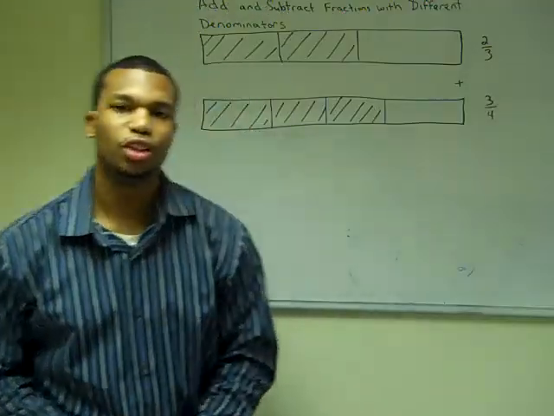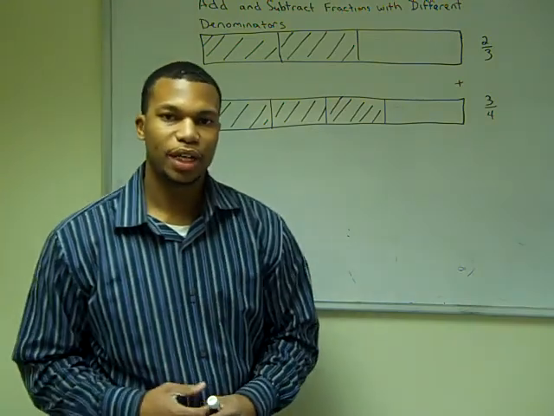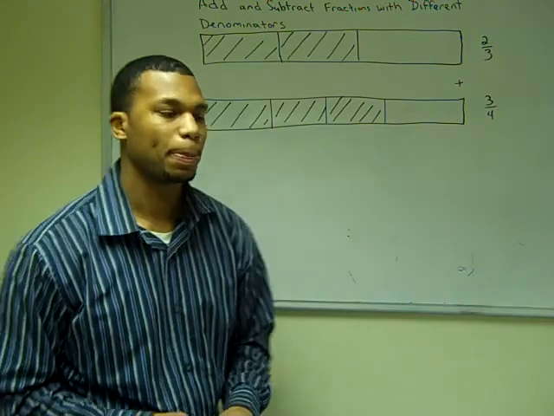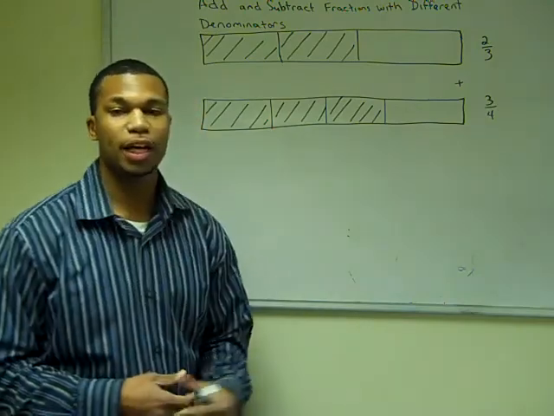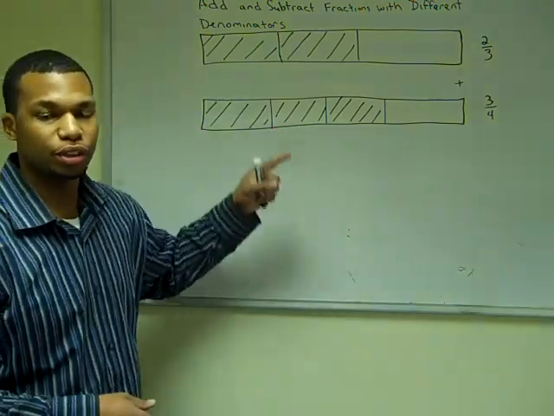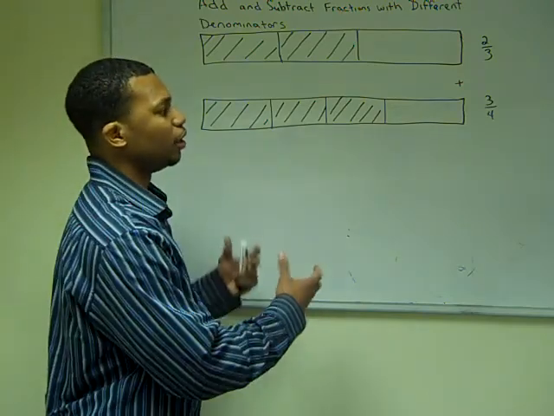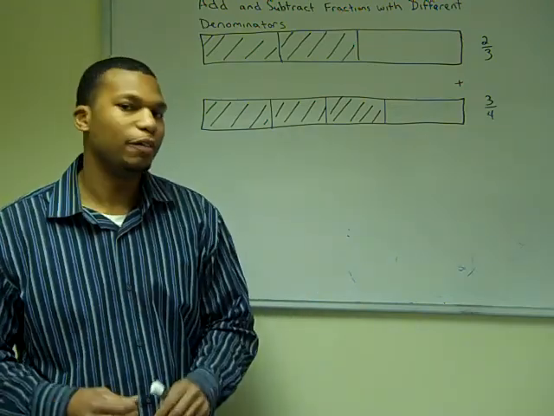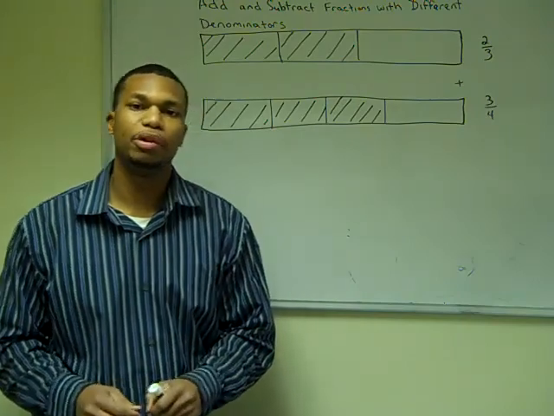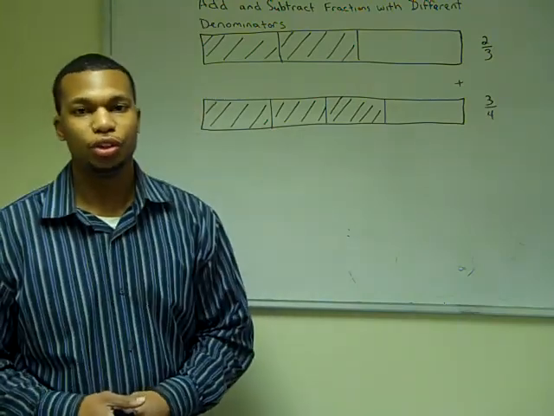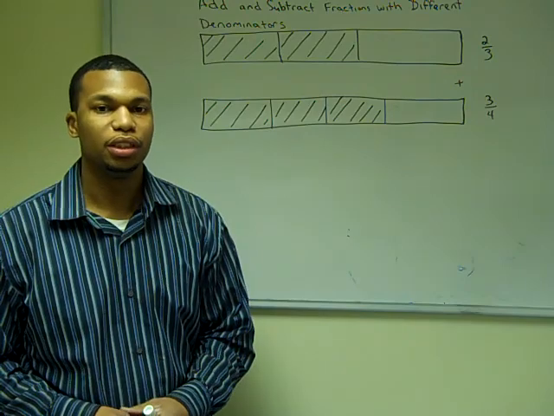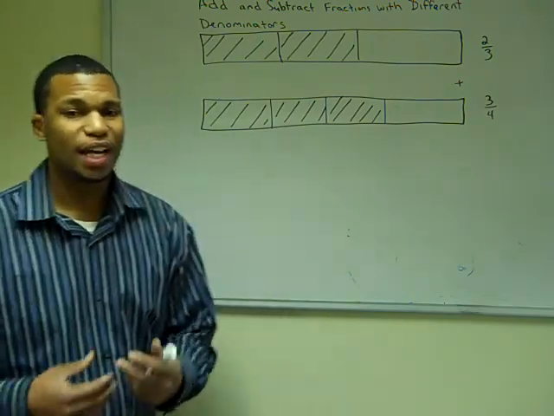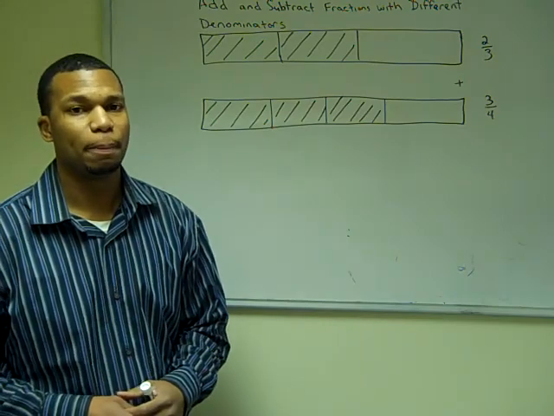Now we're going to start to talk about adding and subtracting fractions when they have different denominators. So in the example that I have behind me, I'm adding 2/3 to 3/4. As you can see, the divisions are different. So we can't add them. So what we have to do is find a common number of divisions so that we can add them easily. So that involves an extra step. The extra step is called the common denominator.